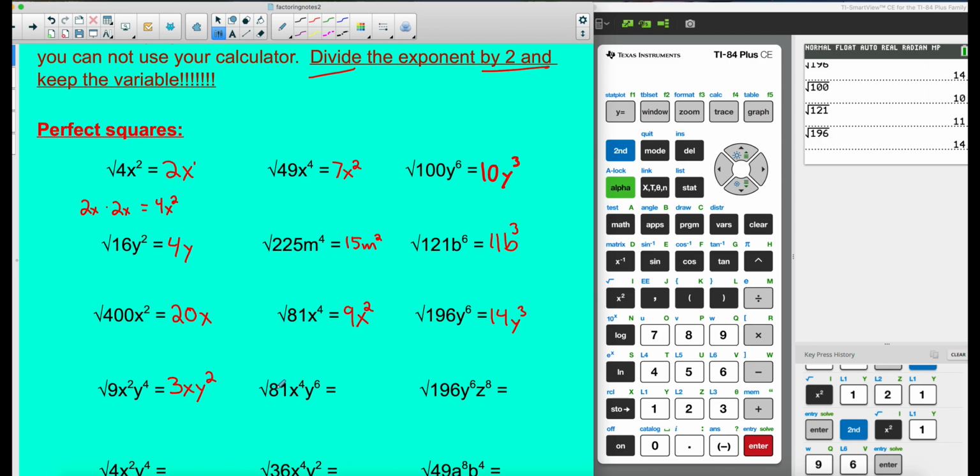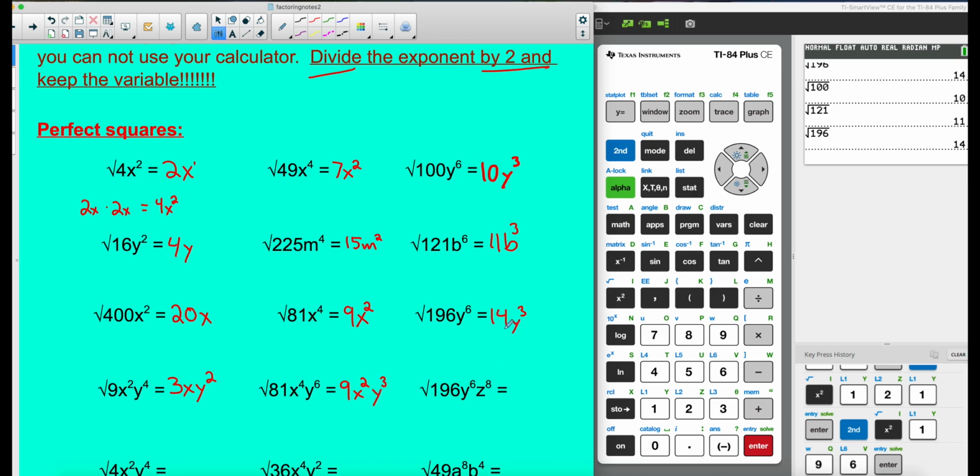Okay? Next, 81x to the fourth y to the sixth. Once again, you have two variables here. No problem. Start with 81. The square root of 81 is 9. I see an x, so put your x. Now it's x to the fourth. Well, what'd we say? Divide that by 2. What's 4 divided by 2? You're going to get x squared. That takes care of the first variable. Now go to the y. Divide the 6 by 2. What's 6 divided by 2? You get 3. Boom. So it's 9x squared, y to the third.